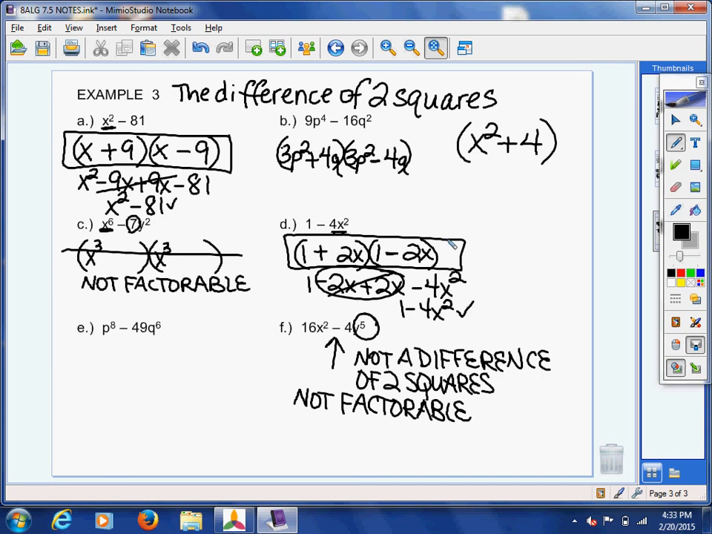Just be sure. I'm going to leave letter E for you. No trickery there. It is a perfect square. P to the 8 is perfect. 49 is perfect. Q to the 6 is perfect. And it's a difference of 2 squares. It is factorable. So give it your best shot and check it. All right, please bring your questions to class, and I hope I made perfect and total sense.